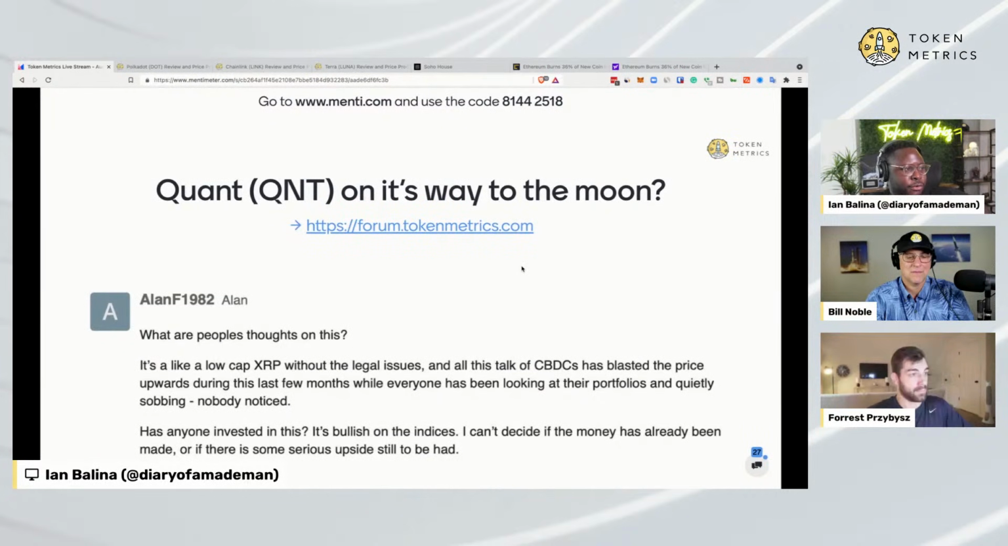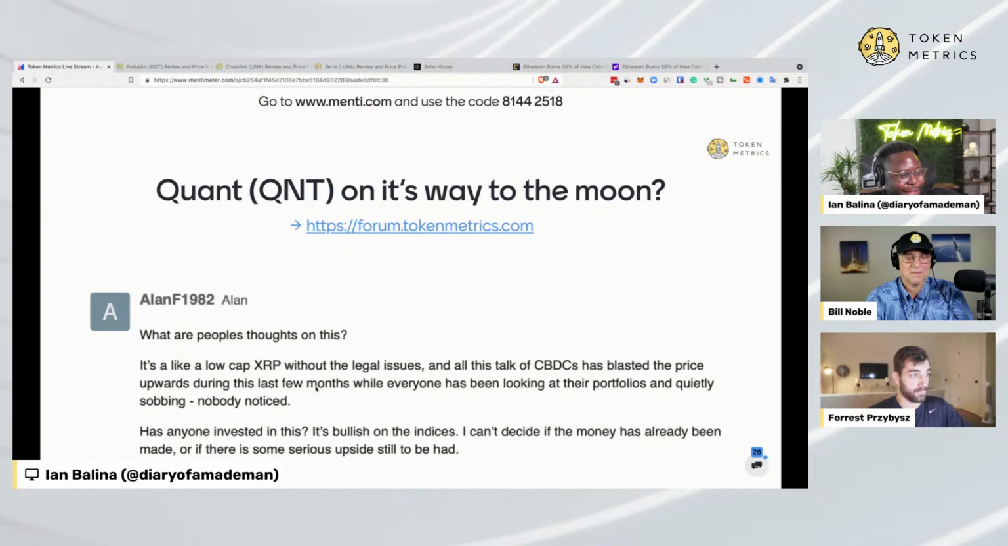Okay, the question is: Quant, QNT, on its way to the moon? This is a question from the forum. It comes from Alan. What are people's thoughts on this? It's like a low cap XRP without the legal issues, and all this talk of CBDCs has blasted the price upwards during this last few months. While everyone has been looking at their portfolio and quietly sobbing, nobody noticed.